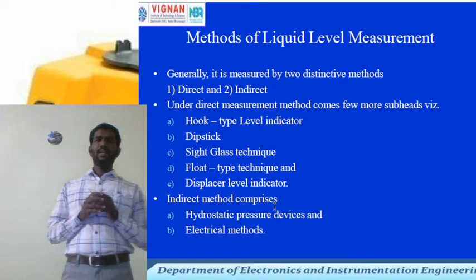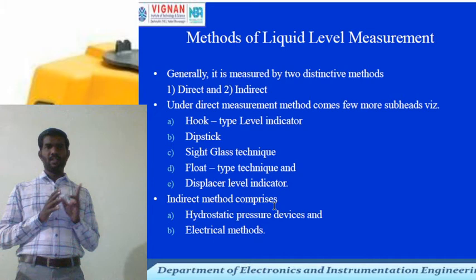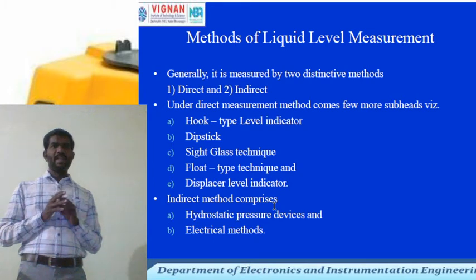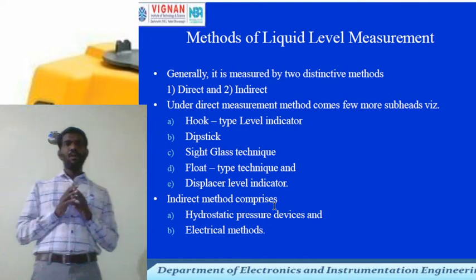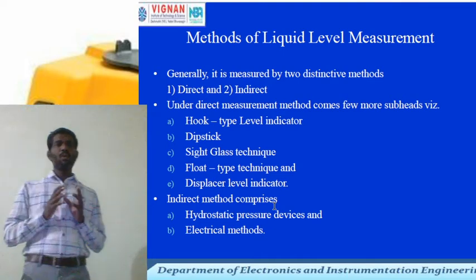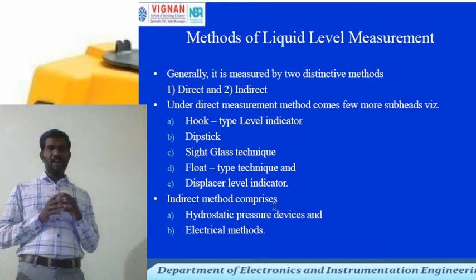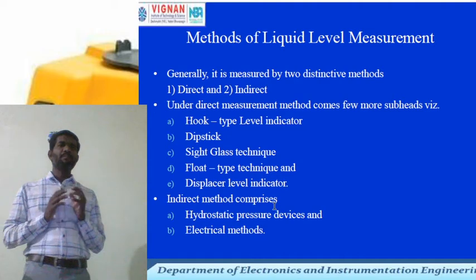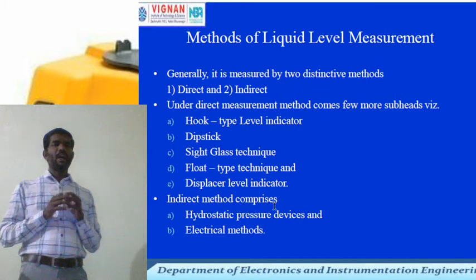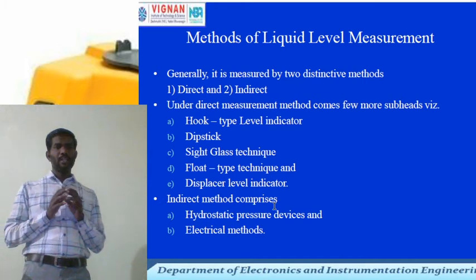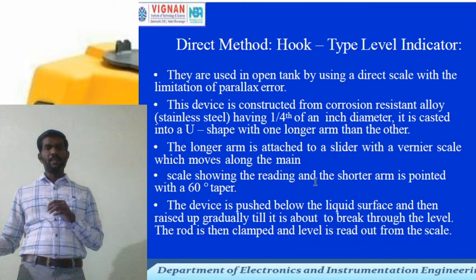Okay, so basic level measurement methods are of two types, direct and indirect. Under the direct measurement method, we have different types: hook type level indicator, dipstick type, side glass technique, float type technique, and dispenser level indicator. In the indirect method, we have different types as hydrostatic pressure devices and electrical methods. Now let us see the direct type methods.